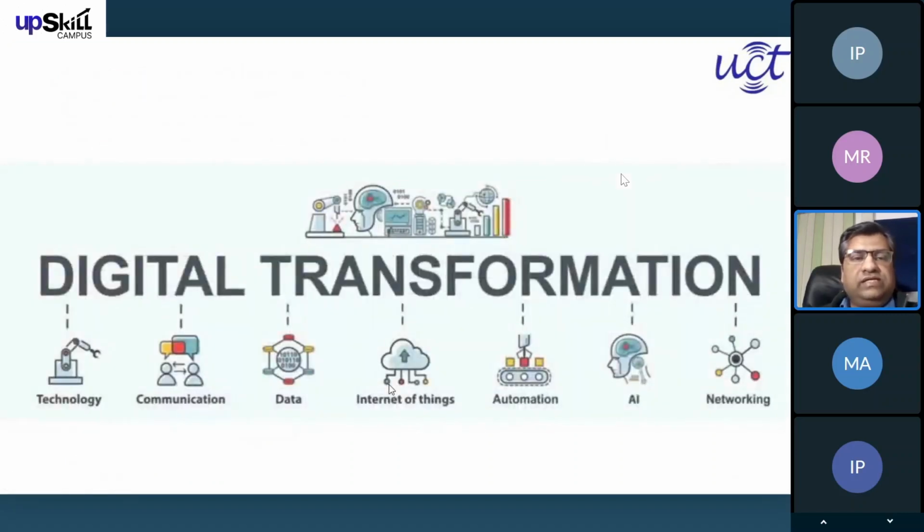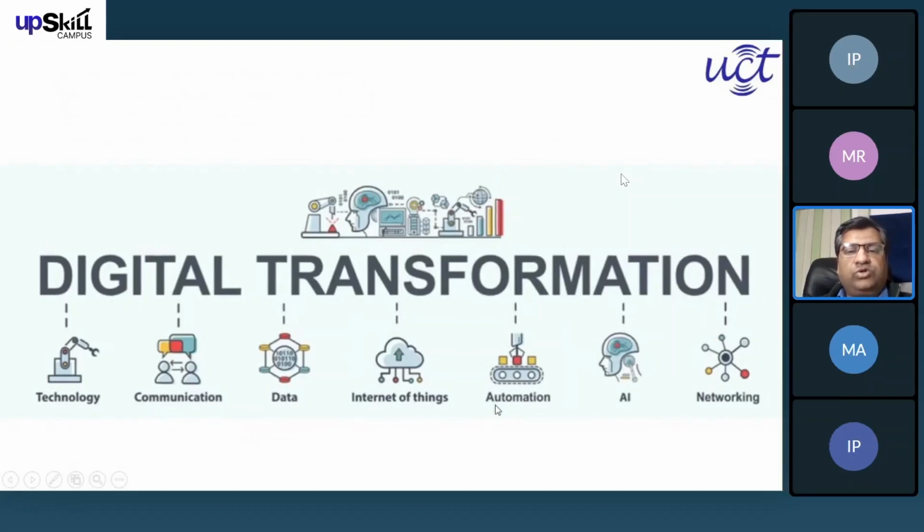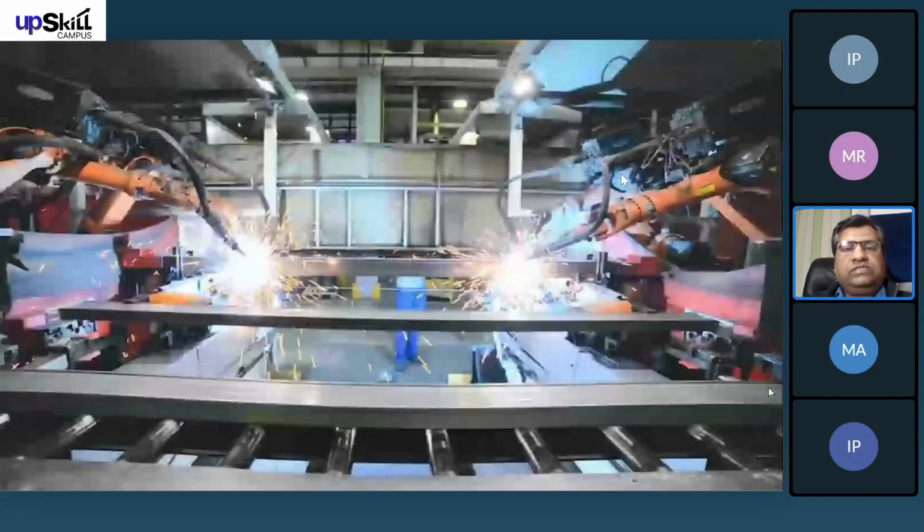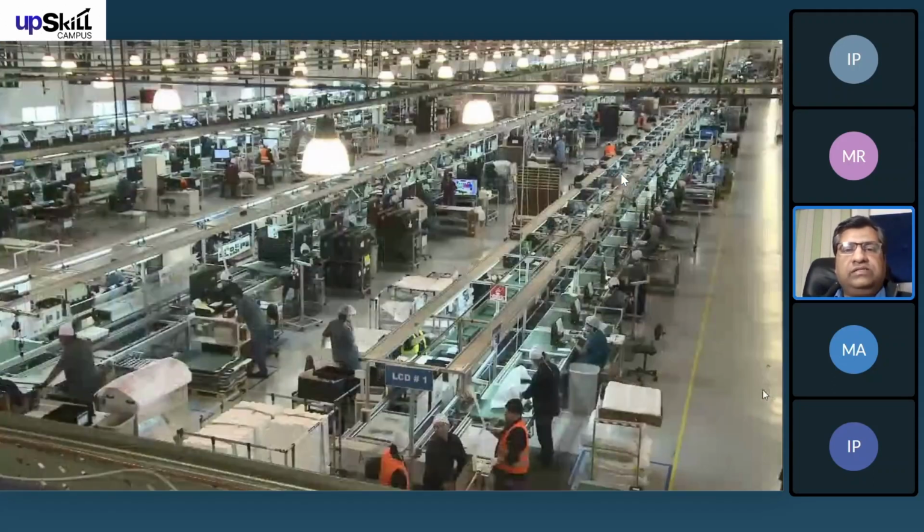So here we can see that digital transformation comprises different kinds of technologies: what kind of communication technology we are using, how we are exploiting or consuming data, IoT, automation, AI, networking. So there are many other technologies or factors also that are defining digital transformation. But majorly, we have taken a few of the things that are more relevant towards industrial automation or industrial transformation. So this is a video about digital transformation.